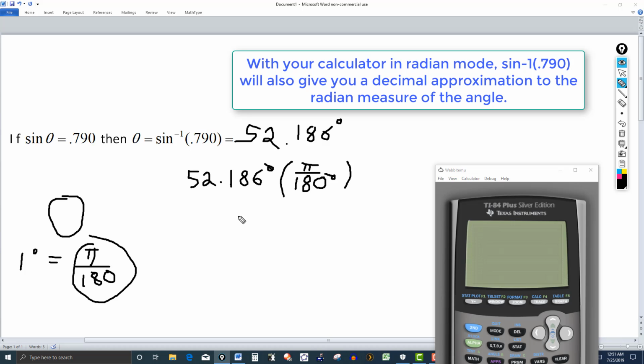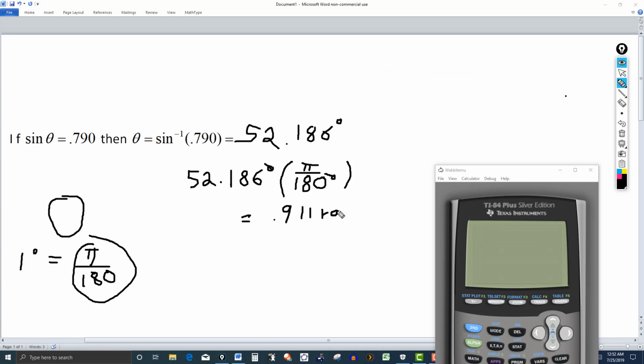Then you can just use your calculator and multiply 52.186 by pi, and then divide by 180. Remember, the degrees cancel out, so this is now radians. So this would be 0.911 radians. Depending on what they ask you, you can give your answer in degrees or radians. In degree format, if it's decimal, you can give it in decimal form this way. If they want the answer in radians, here it is.